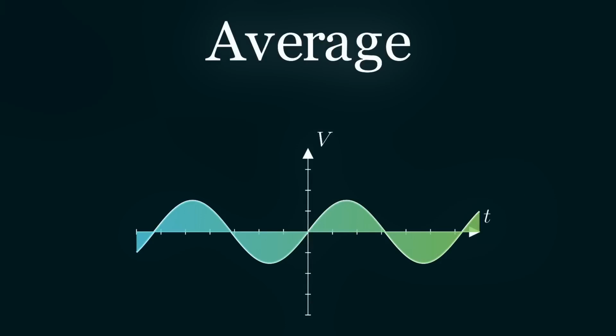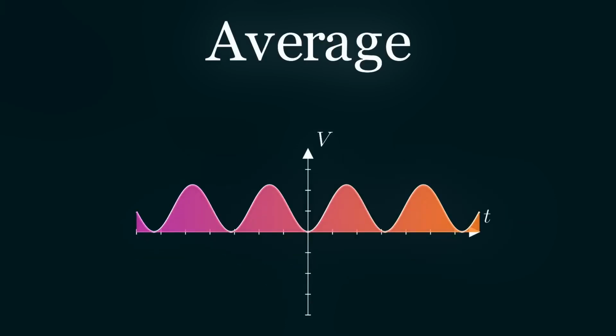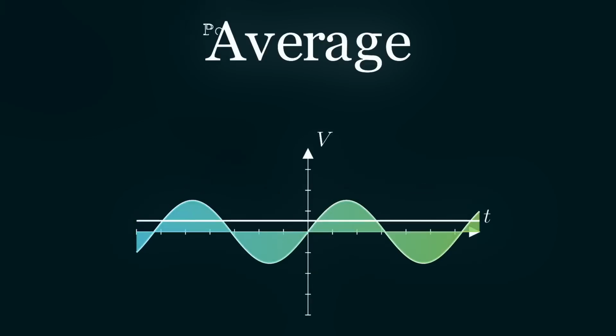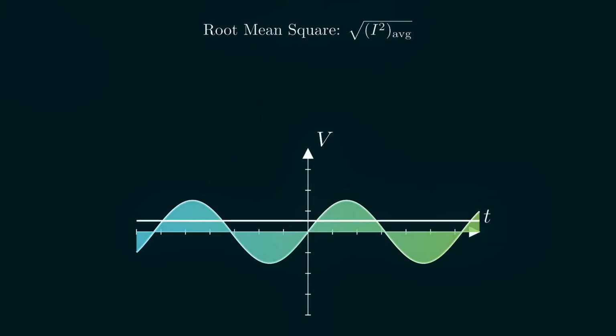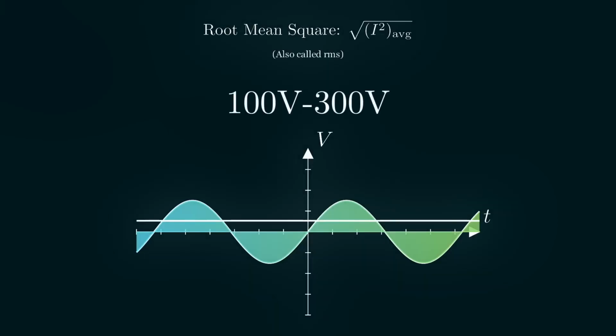So instead, what we have to do is square the wave, then take the average, then take the square root of that average. And this is called the root mean square, or RMS, and it's usually the quantity people are referring to in AC circuits. So when you see that the wall voltage is around 100 to 300 volts, that means that the root mean square voltage is 100 to 300 volts.